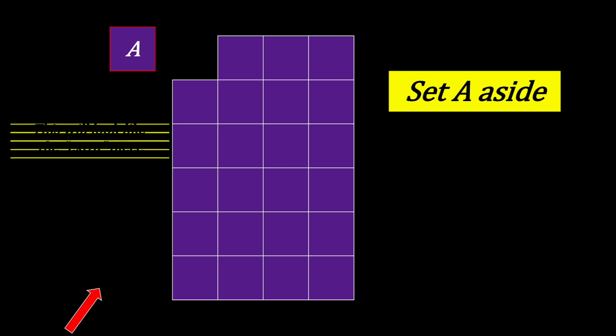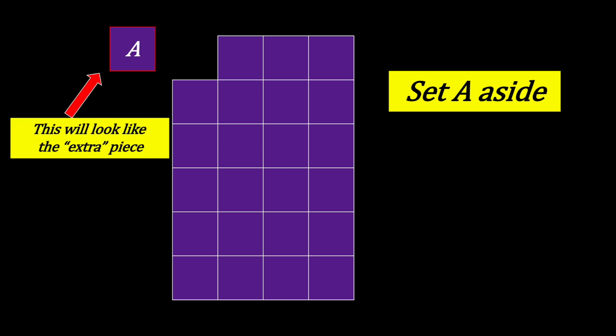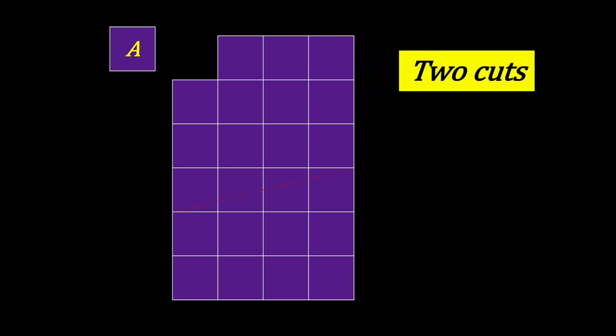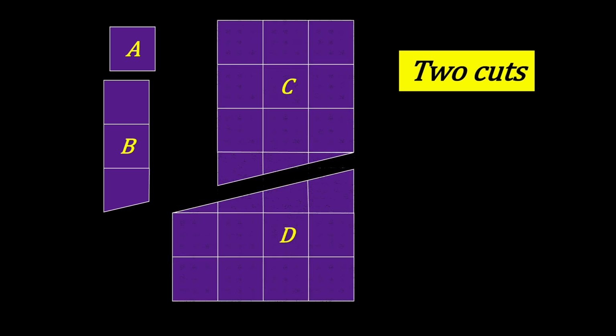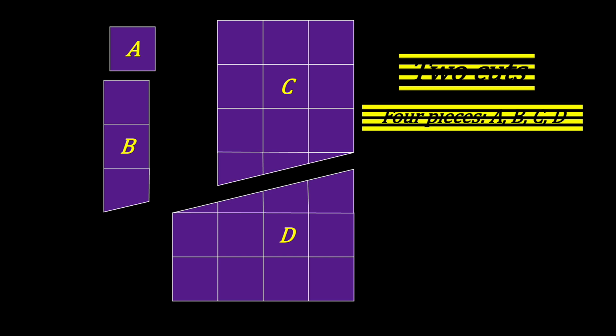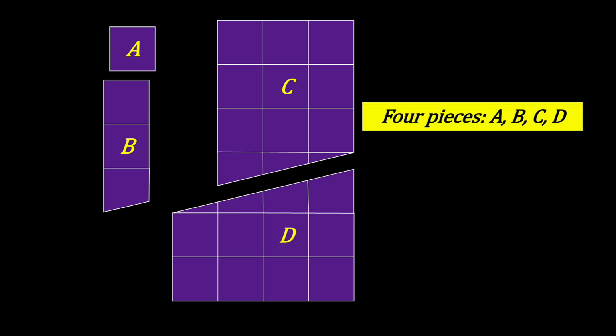First, we take one small square from the corner and set it aside. Let's call this piece A. So this is the piece that will look like the extra chocolate at the end. Now look at the rest of the chocolate bar. We make 2 more cuts through it. These cuts divide the remaining chocolate into 3 pieces. Let's call them B, C, and D. So after the cuts, we have 4 pieces in total, A, B, C, and D.